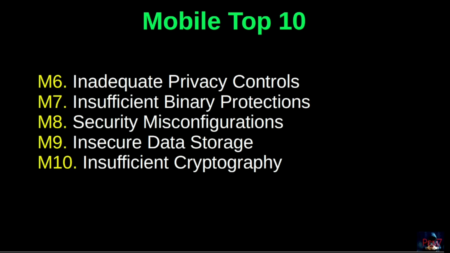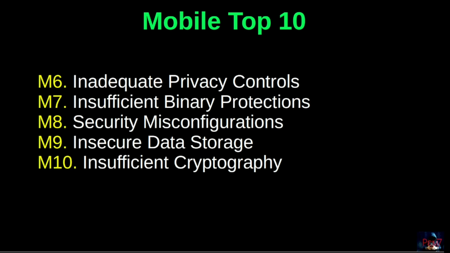Then we have number 7, that is insufficient binary protections. When your application is released, you need to remember that it becomes accessible to everyone, including attackers. So without obfuscation, anti-tamper checks, and protections against debugging or runtime hooks, your logic can be extracted, modified, or abused. So you need to protect your binary like a product, because actually it is a product.